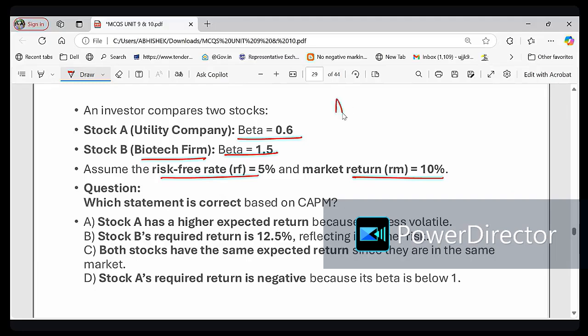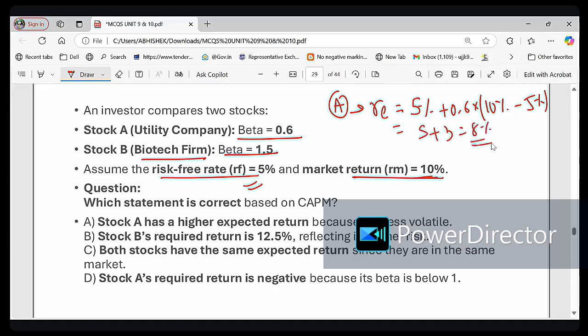First of all, let's calculate stock A. For stock A, RE is equal to risk-free rate 5% plus beta 0.6 multiplied by RM 10% minus 5%. So how much is it? 10 minus 5 is 5. 0.6 of 5 is 3, right? So 5 plus 3 is 8%. For stock A, it is 8%.